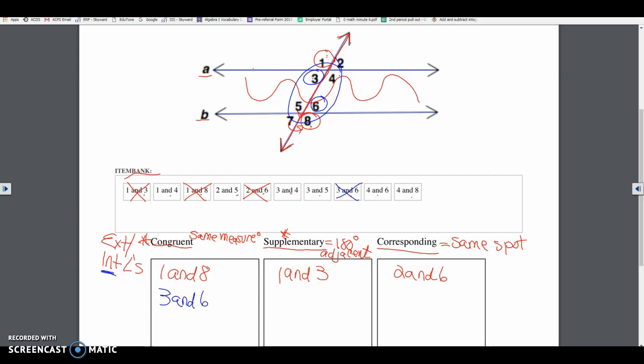Once you have those, that's 4 of them complete. You've got 6 more left to do. Figure out: do they go into congruent, which is the same measure? Think about your alternate exterior and interior angles. Supplementary, remember, is 180 degrees, and they'll be adjacent, or next to each other. And corresponding, they're going to be in the same spot from one line to the next line.